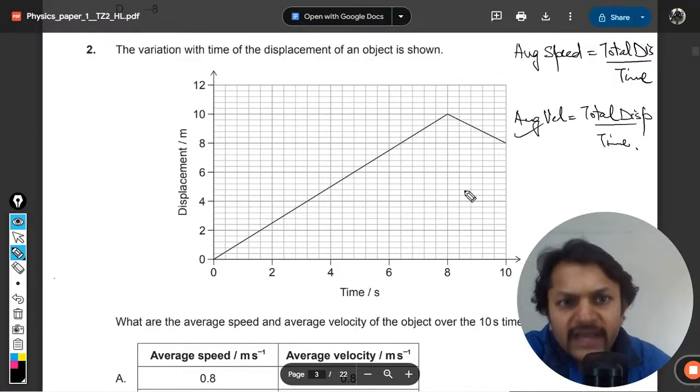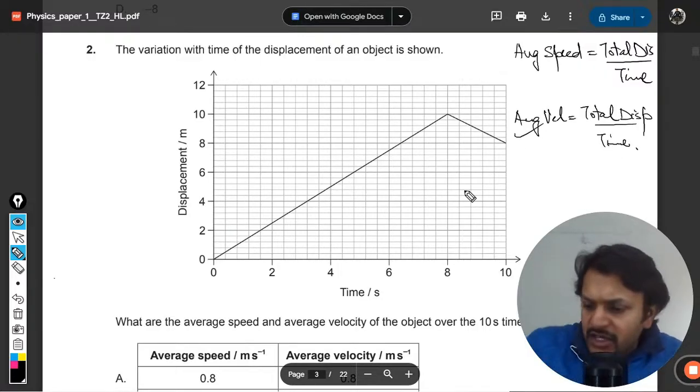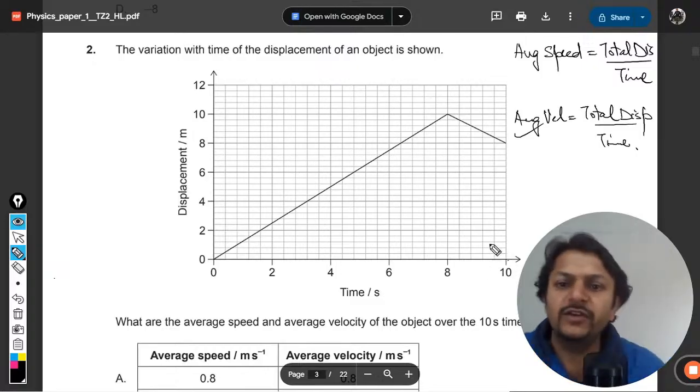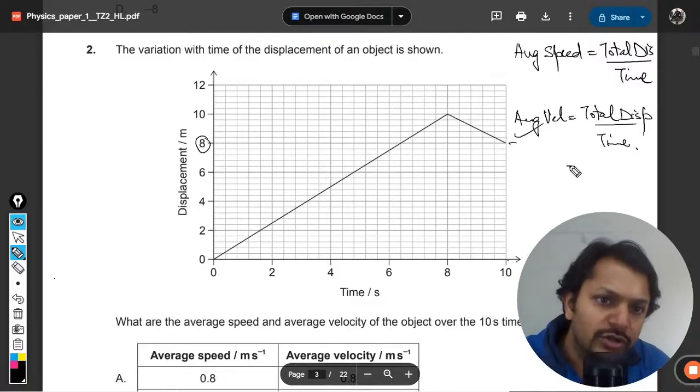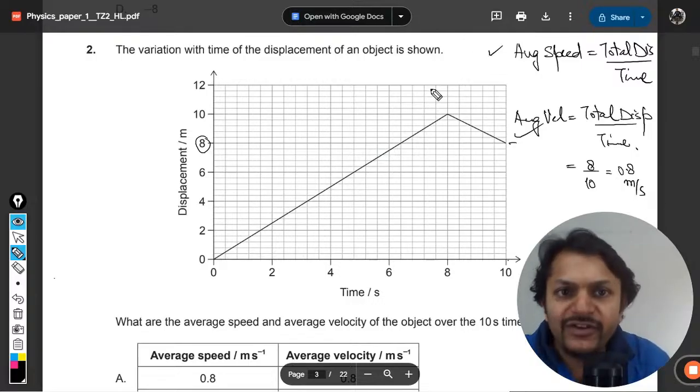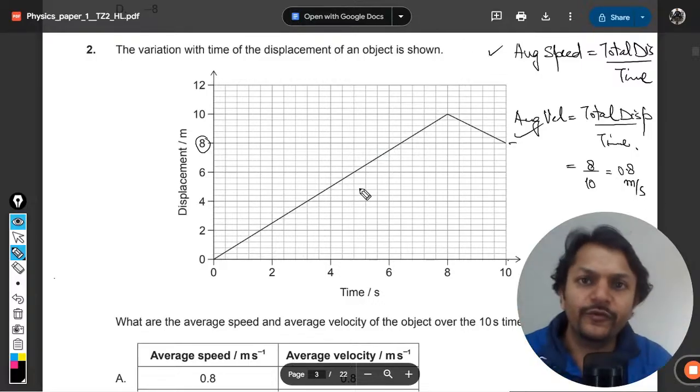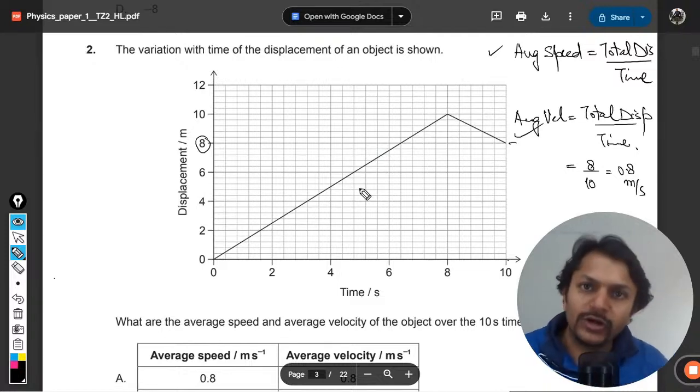Let us first go for the average velocity because it will be easy. After 10 seconds, you can clearly find what is the displacement. So displacement is 8. So this is 8 divided by 10. So your answer is coming out to be 0.8 meter per second. But what about the average speed now? For average speed, you have to find the total distance. Now, what is the total distance?